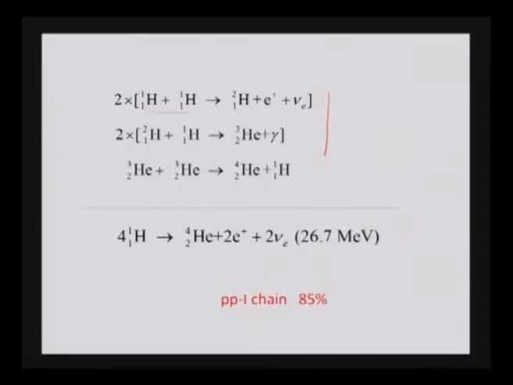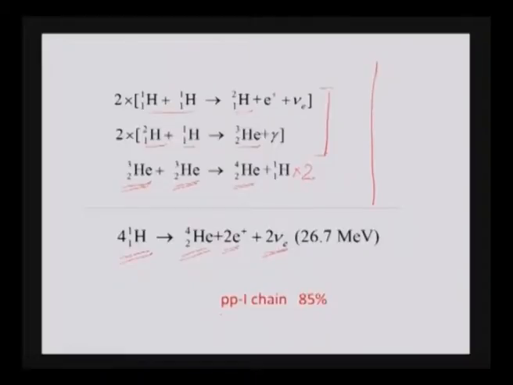2 protons combining to a deuteron, and the deuteron combining with a proton giving 3He, and 2 such reactions take place. So, I have 2 nuclei of 3He, and that makes this helium plus 2 protons. And when you combine all these things together, you get 4 protons making an alpha particle, 2 positrons and 2 neutrinos.